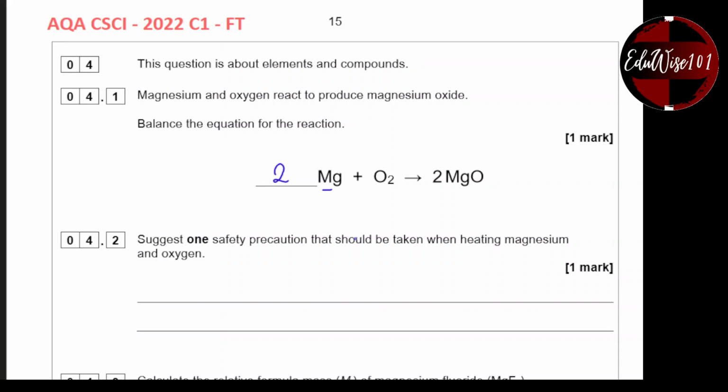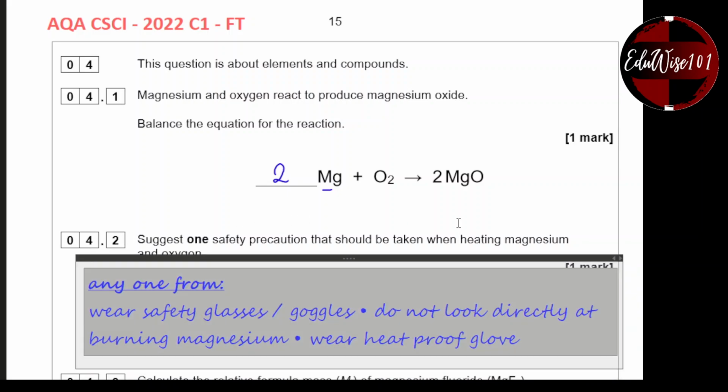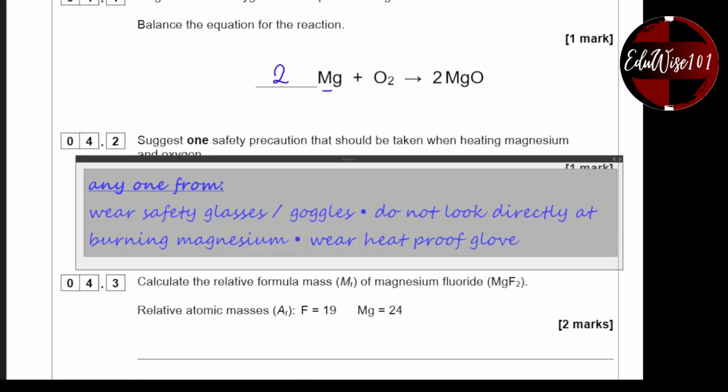Suggest one safety precaution that should be taken when heating magnesium and oxygen. Now, magnesium burns with a very bright white flame and it is really hot. So you need to be very careful if you're actually burning it. So the first thing you would use is actually safety goggles. So you can write any of this as part of your answer. Wear safety goggles, or do not look directly at the burning magnesium. Wear a heat-proof glove.